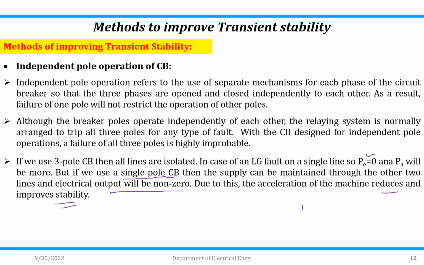Take a case, suppose PA equals PM minus PE, if PE equals 0, then PA will be more positive. And if we take a case where PE is not totally 0, some value will be there, then PA is positive, but it is not as positive as compared to the first case. The first case was the one where we are using dependent pole operation, and the second case is the one where we are using a single pole circuit breaker or independent pole operation.